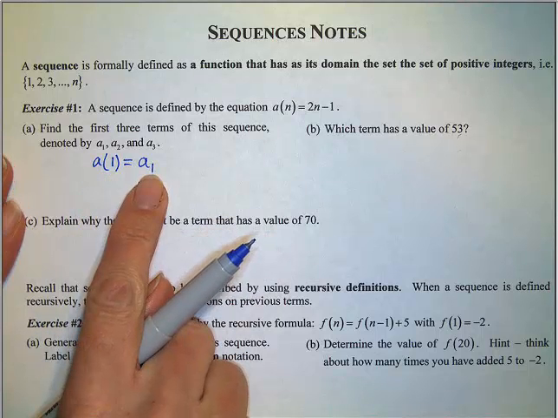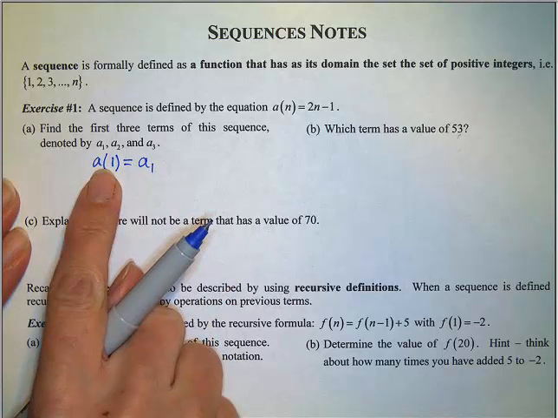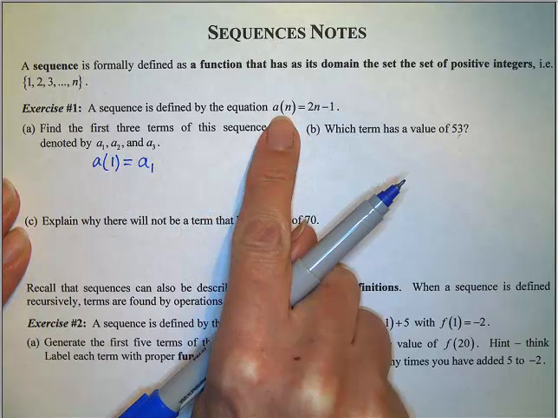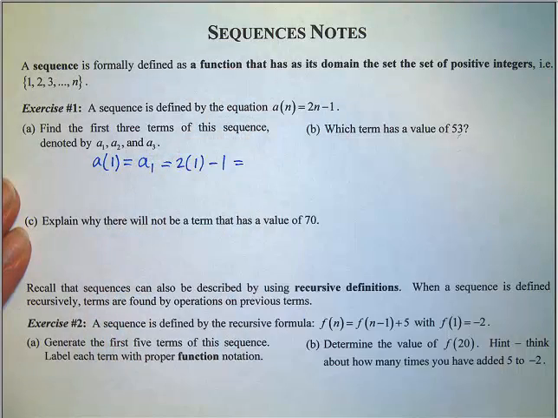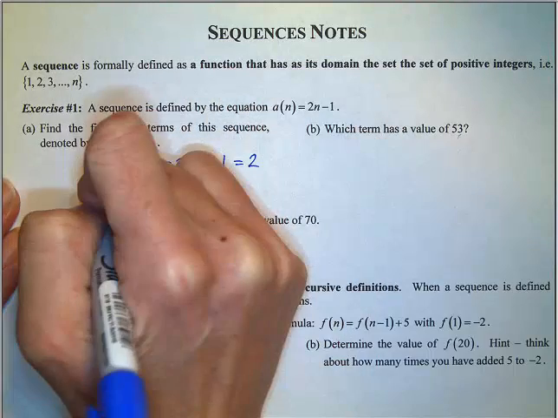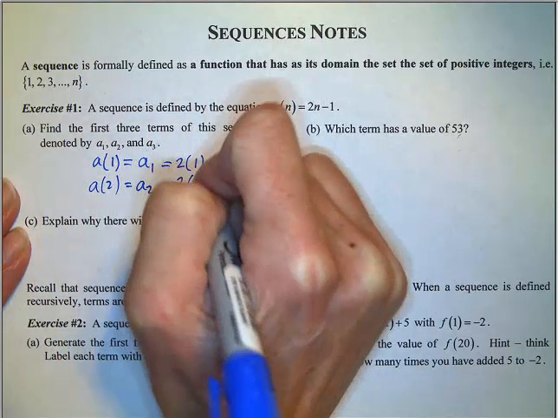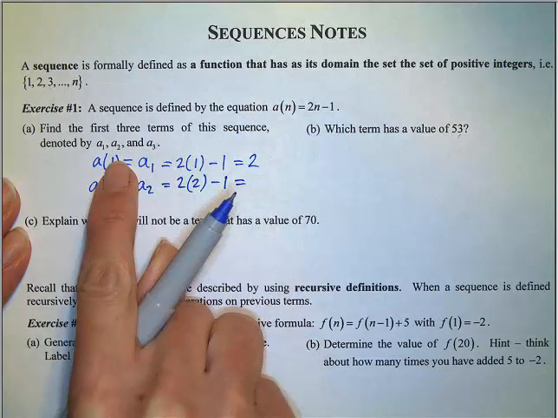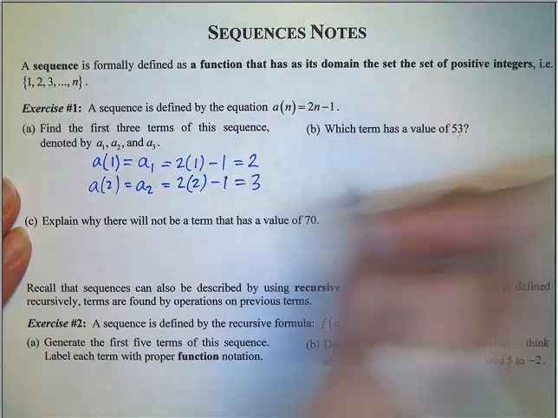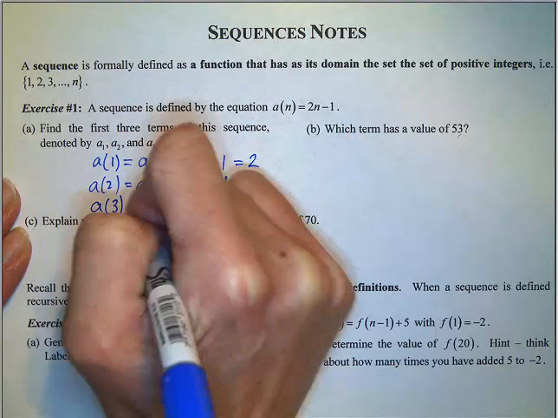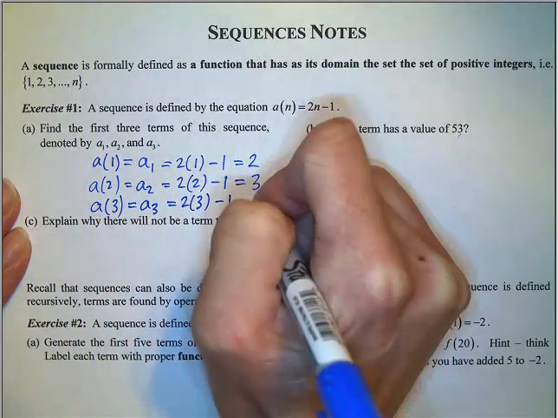So the first three terms, well, the first term, notice, a of 1, n is 1. So 2 times 1 minus 1 is 1. A of 2, or a sub 2, is 2 times 2 minus 1. And notice again, 1 and 2 are my n values. So this one is 3. And a of 3 is a sub 3, and that's 2 times 3 minus 1, which is 5.